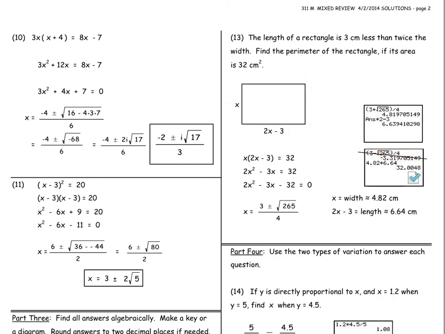But I did sneak in a quick little check. I did 4.82 times 6.64, and 32.0048 is pretty darn close to the area I wanted. So I felt pretty good about 13.